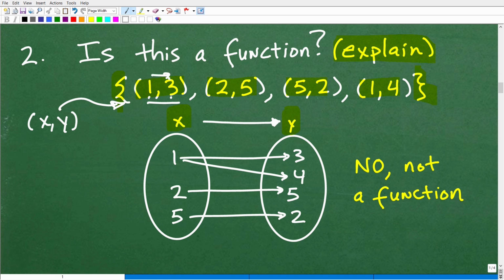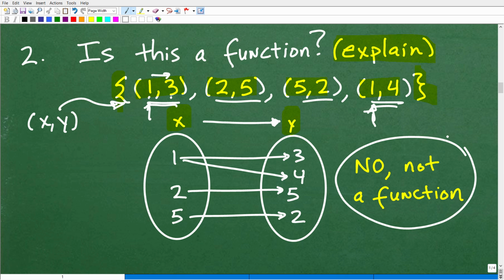So here, 1 maps to 3. Okay, so that's that point. But I have 1 again over here, so 1 maps to 4 as well. That's why I'm starting with the X's here. This one is an x, and this one is also an x, so that's why I'm going to start this way. 1 maps to 3, and 1 maps to 4, and then we have 2 mapping to 5, and then 5 mapping to 2.